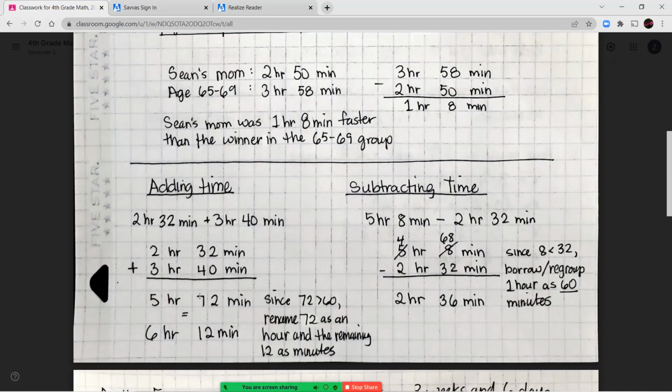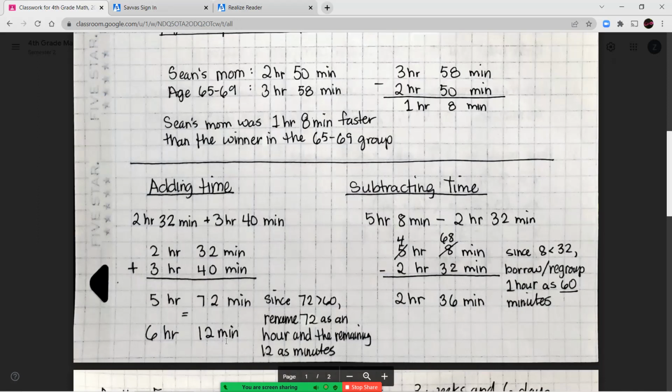So we're going to take 60 out of here and move it onto this side. So 5 hours plus another 60 minutes is 6 hours. And then those 12 minutes that are left over out of the 72 are going to stay in the minutes section. So remember, you're regrouping groups of 60 when we're measuring between hours and minutes.